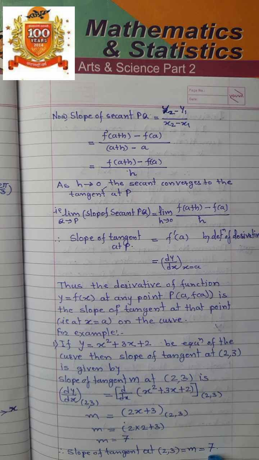Very simple. We can easily find the slope of tangent at the point by finding the derivative of the given function and putting the values, putting the coordinate, isn't it?